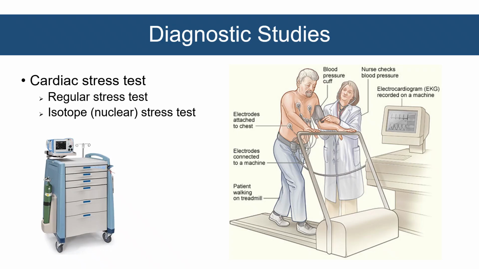So in this picture, the patient is walking on a treadmill. That is the preferred way, the natural way to have the patient exercise to induce possible symptoms. But if the patient isn't able to walk on a treadmill, maybe they have mobility issues, then they will have a nuclear stress test done. The patient will get an injection of a nuclear isotope, which will mimic if the patient was exercising.